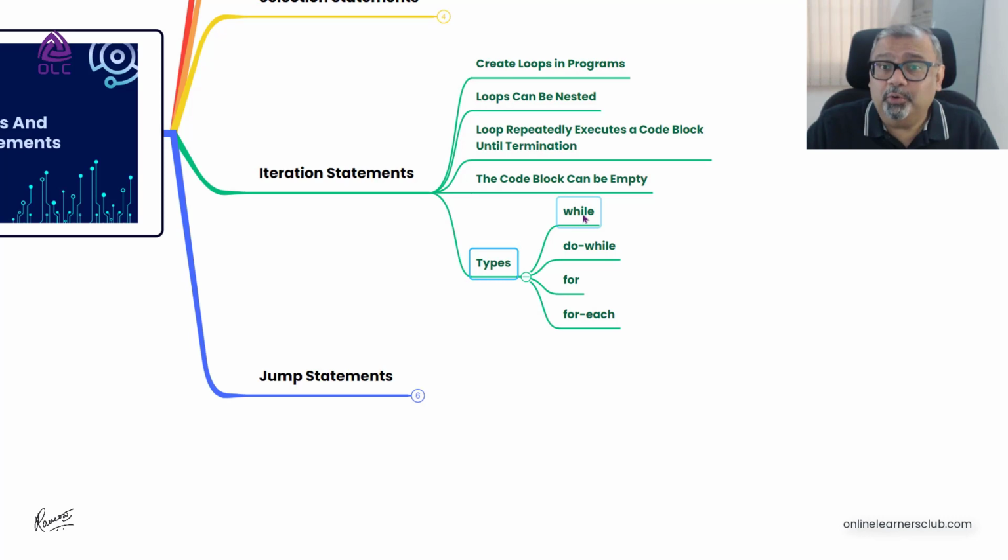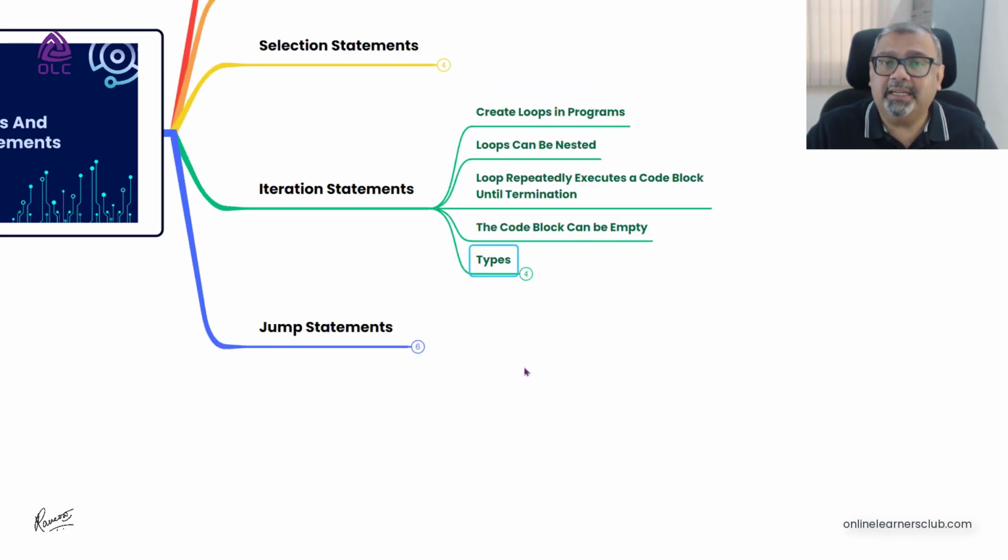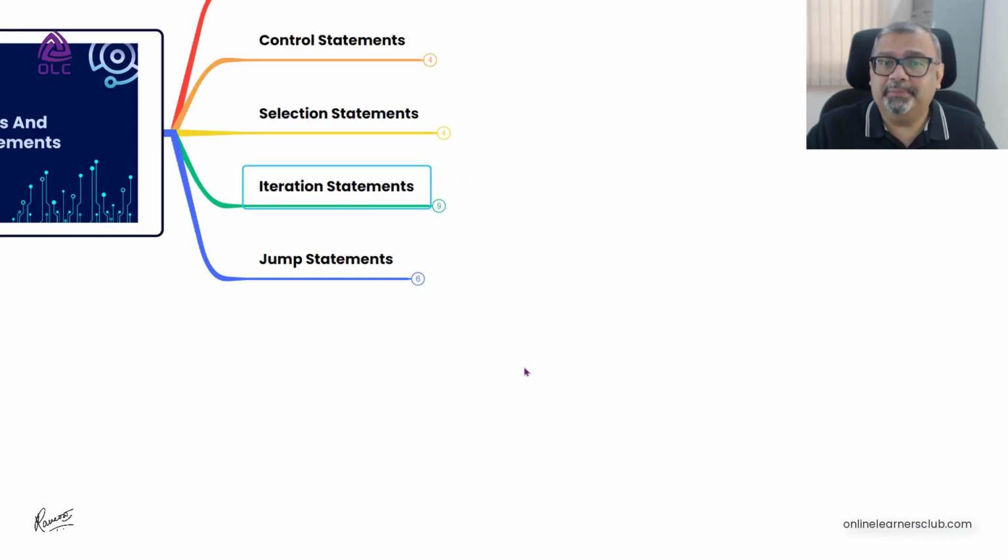What are the different types? We do have statements like while statement, do while, for, and for each. So these are the different iteration statements that we basically have in Java.